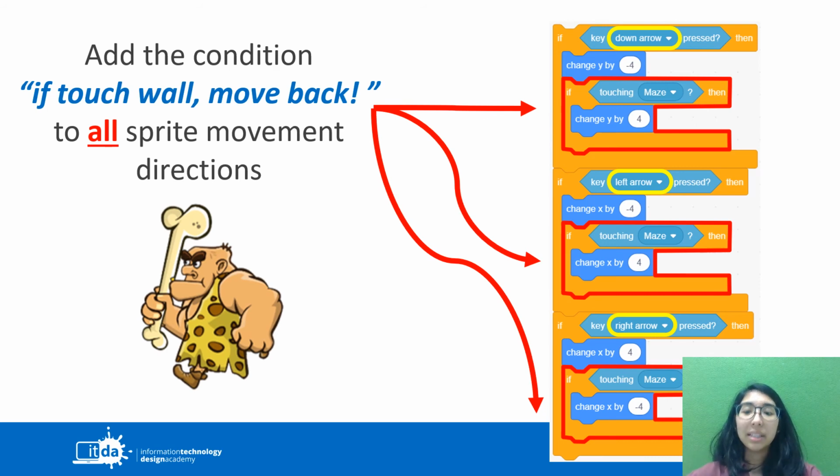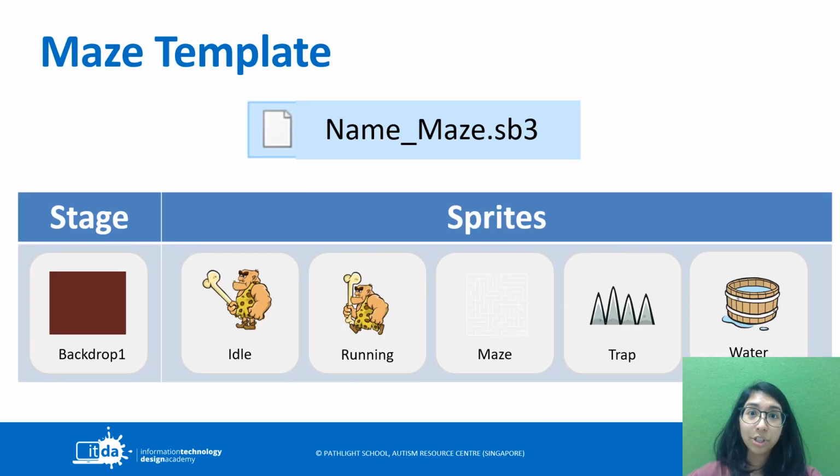Now, for today's project, if you sign into Scratch using our class account, you'll see that Miss Claire has already created a template for you. You will see your name and the maze project name behind. In this template, I will give you a stage backdrop, which is a brown backdrop, and I'm going to give you 5 sprites.